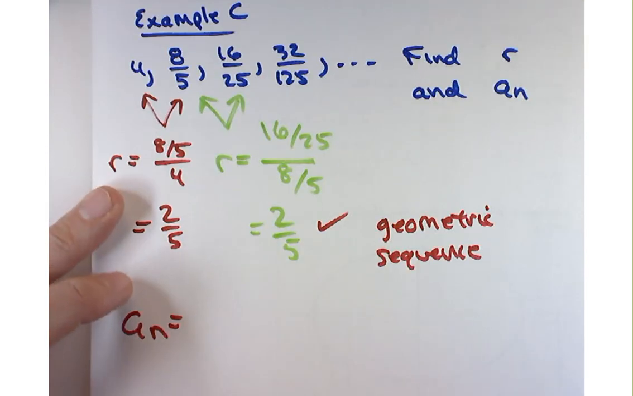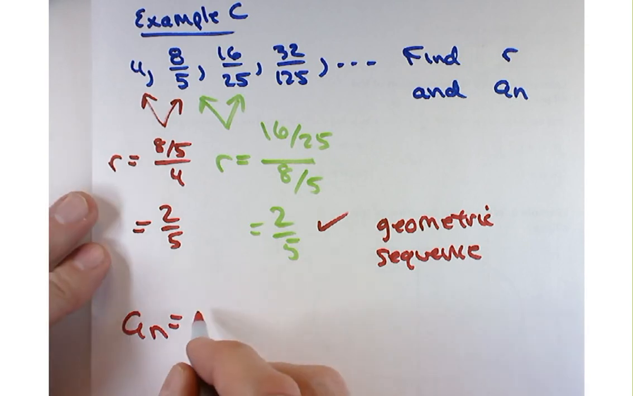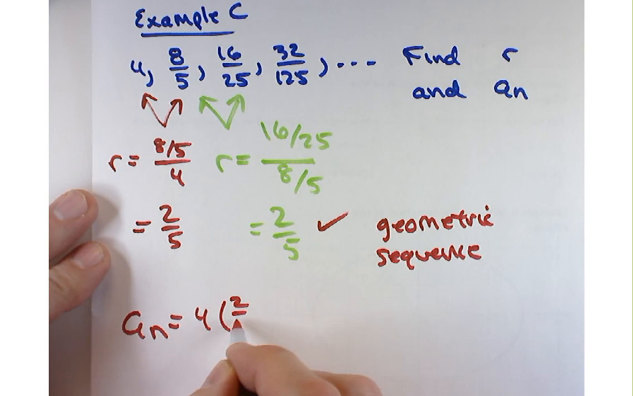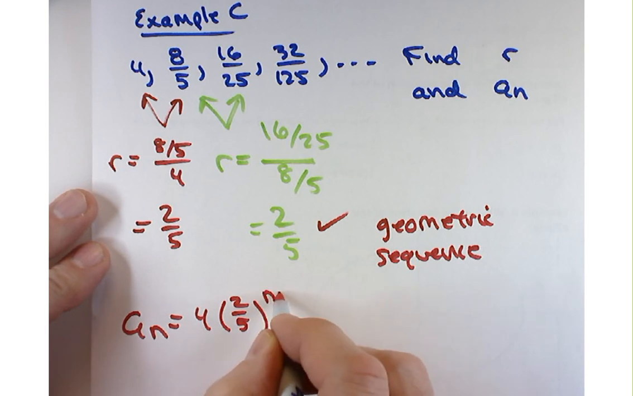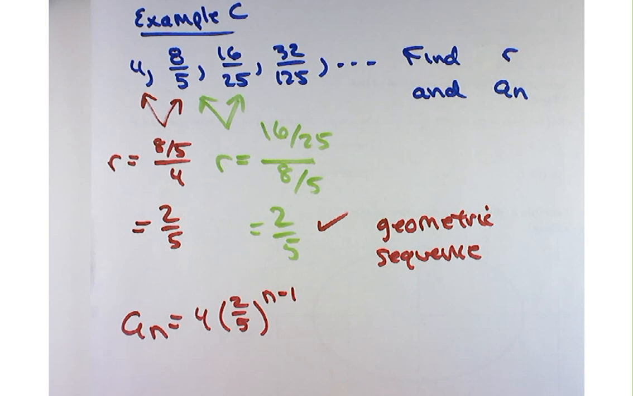I need a sub n. What's a sub n going to equal in this case? Ella? 4 times 2/5 to the power of n minus 1. Perfect, perfect.